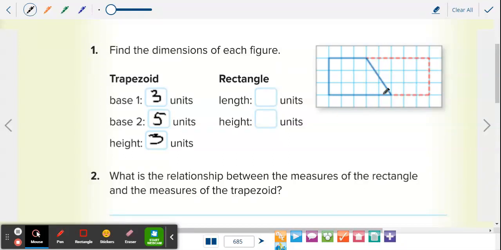Okay, now they want to do this entire rectangle. Okay, the length is how long it is. How long is this rectangle? 8. And the height is just how tall it is. 3.